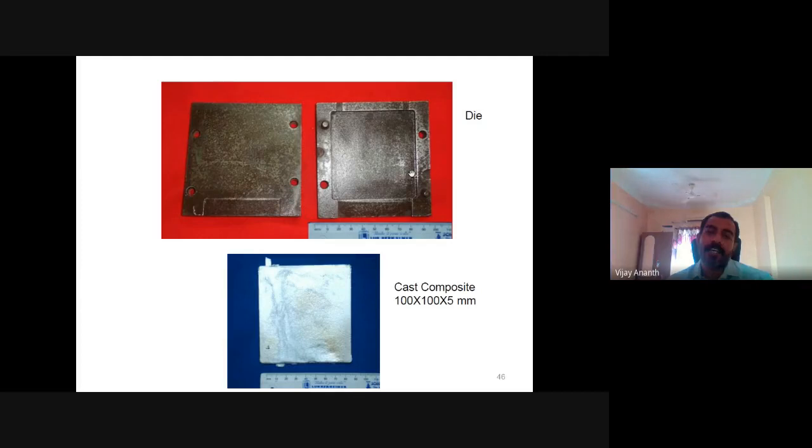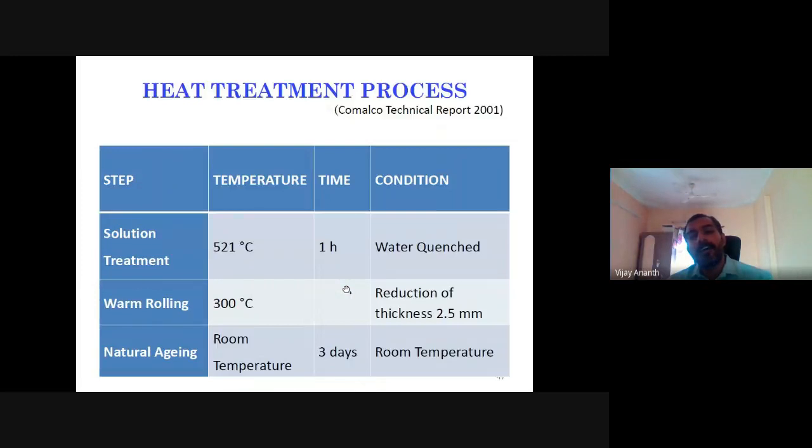These composites were cast into 100 by 5 thickness plates, right? Then, as I have already told, we have to do some pre-processing of the materials. Pre-processing is required for superplastic forming. So further, we are doing the solution treatment at 521 degrees centigrade in the furnace for 1 hour. Then it is water quenched. Then we are doing warm rolling at 300 degrees centigrade. We have rolled the cast component and reduced the thickness to 2.5 mm.